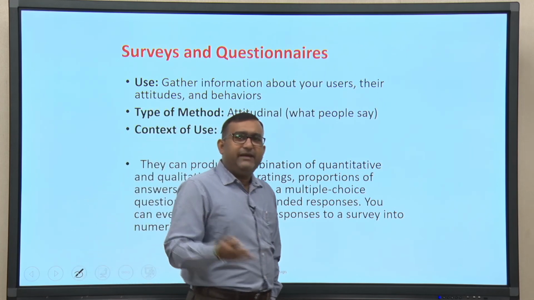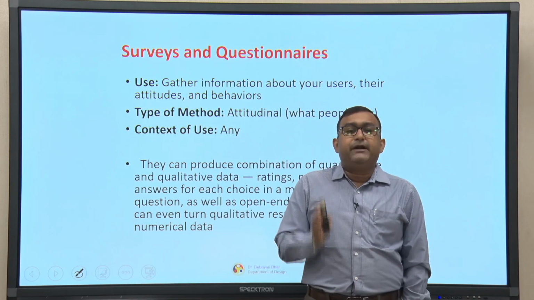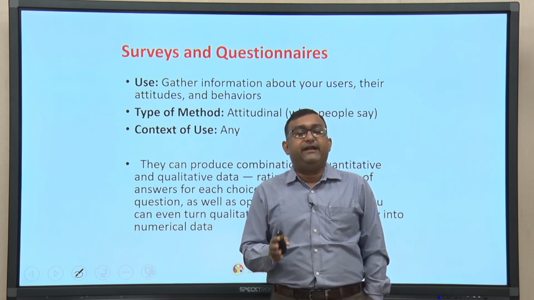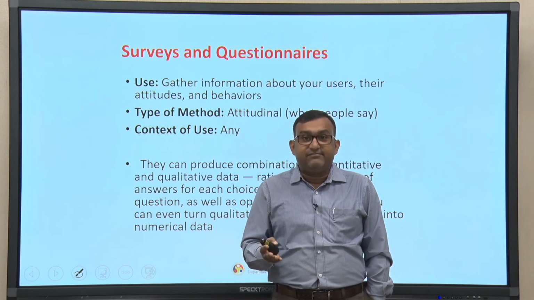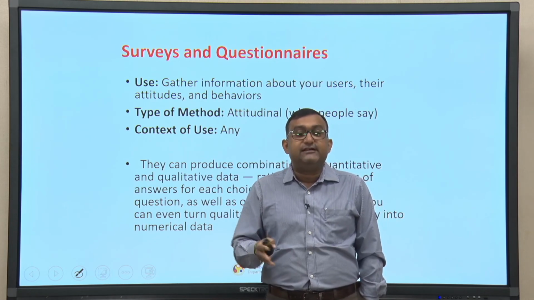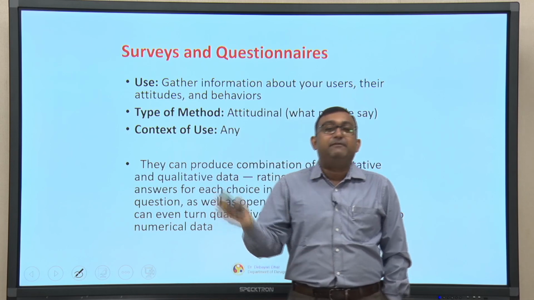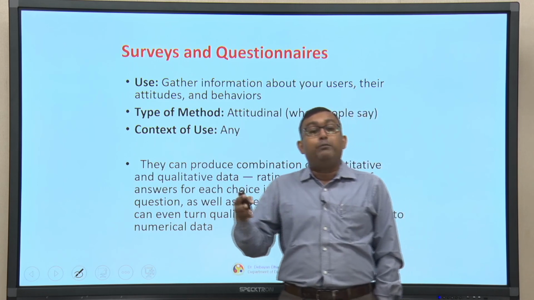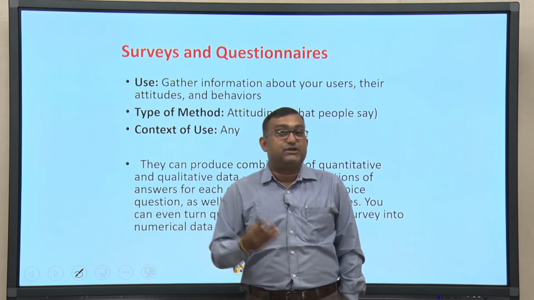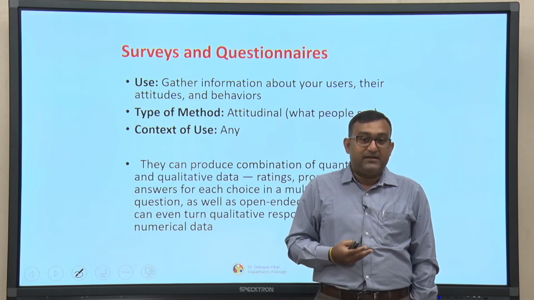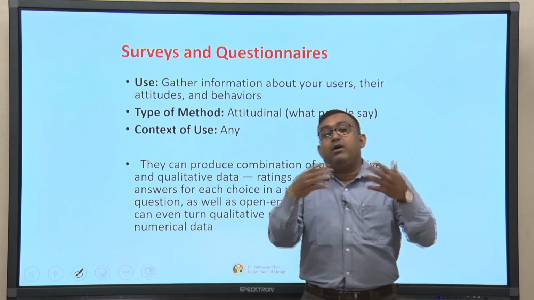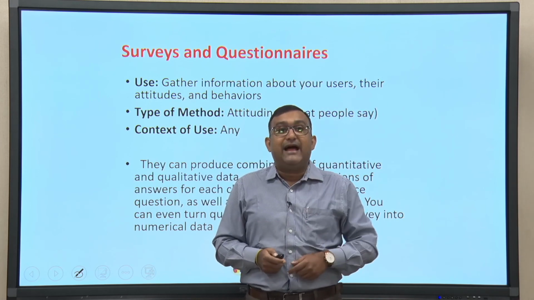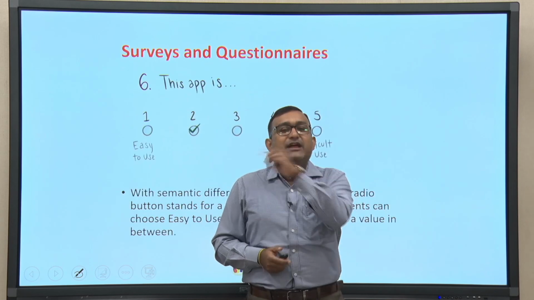The context of use can be any, right. So, they can produce a combination of quantitative and qualitative data: ratings, proportions of answers for each choice in a multiple choice question, proportion, so important aspect, as well as open ended responses. Similarly, proportions can be identified there as well. And you can even turn qualitative responses to a survey into numerical data. And how do you do that? You do that using a scale.